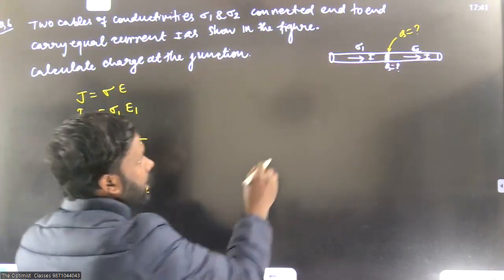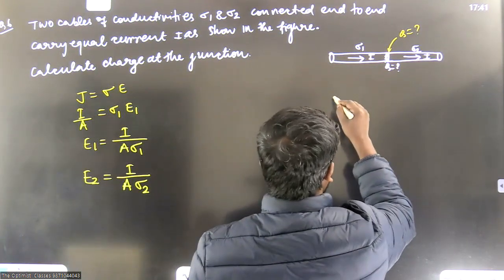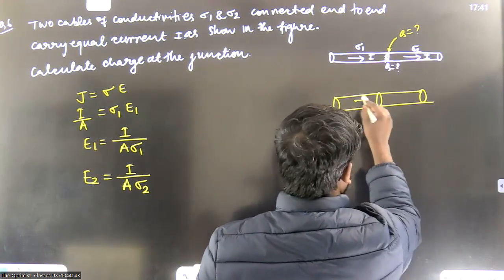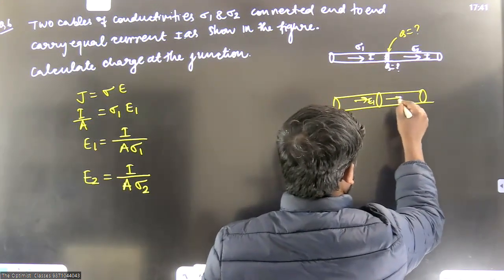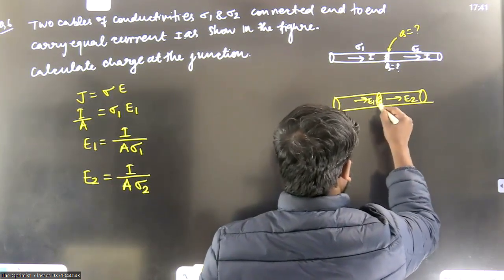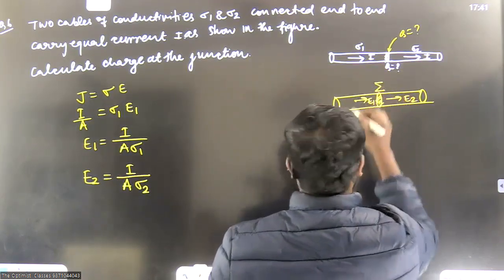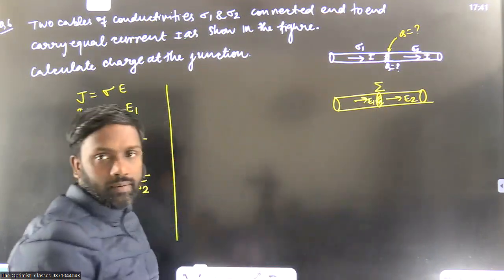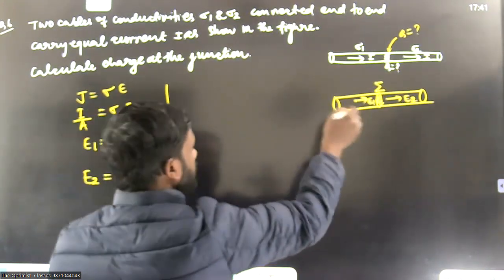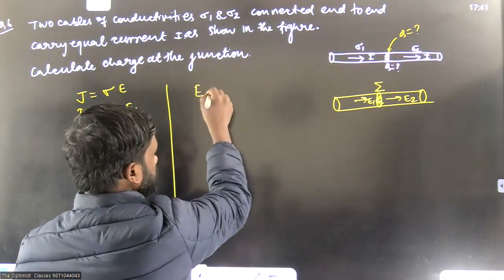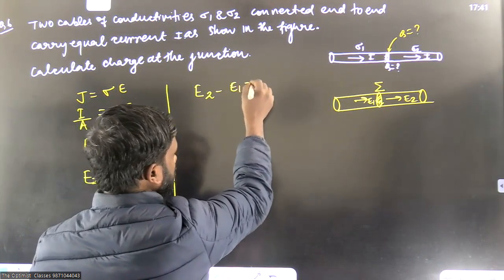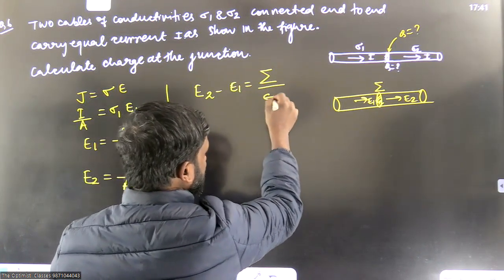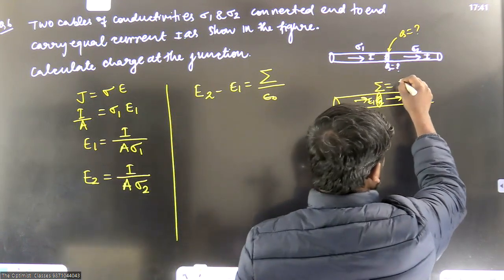Now we have this kind of situation. Here there is a wire, there is a junction. Here the electric field is E1, here the electric field is E2, and there is some charge here. Let's say the charge density is capital sigma. Whenever we cross a junction or interface, the electric field is discontinuous by an amount sigma by epsilon naught. So here we have E2 minus E1 is equal to charge density upon epsilon naught. Here capital sigma is the charge density.